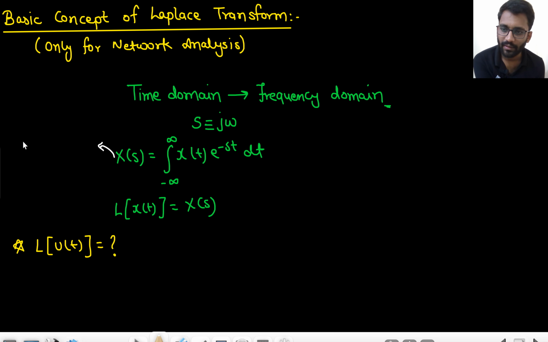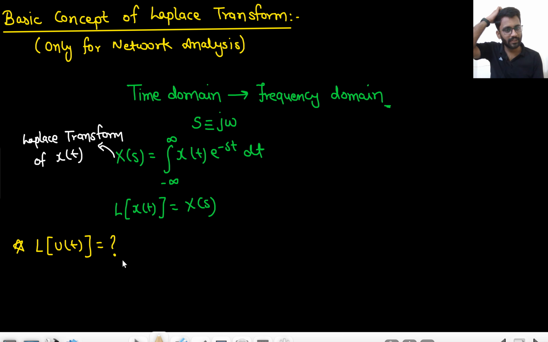Let me write here the Laplace transform of x(t). The Laplace transform of x(t) is X(s), that is the integral from minus infinity to infinity of x(t) e^(-st) dt. Mark it, it is minus infinity to infinity, not minus infinity to t or to s. It is minus infinity to infinity, complete in the time domain. This is just a way of writing that the Laplace transform of x(t) is X(s). Now let's find the Laplace transform of u(t). So I am saying that my x(t) is u(t) now.